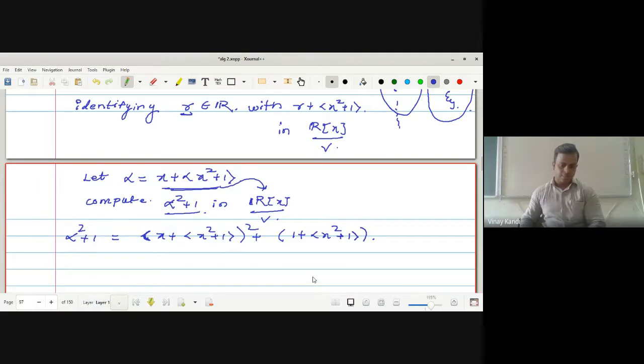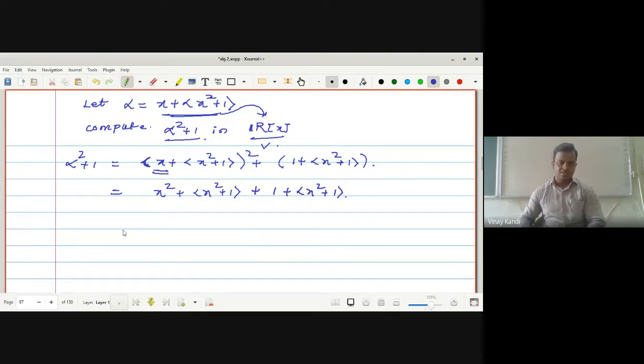Okay, this is alpha square plus 1, which is equal to, now this one, alpha square plus 1, will remain the same. Whatever operation happens will operate on this: square, multiply, addition. Okay, plus 1 plus x square plus 1, which is equal to x square plus 1 plus x square plus 1.